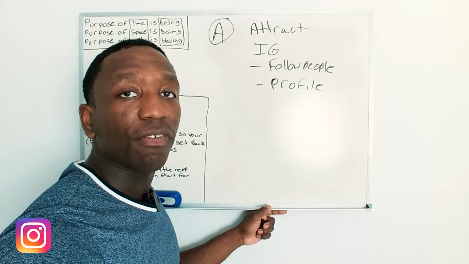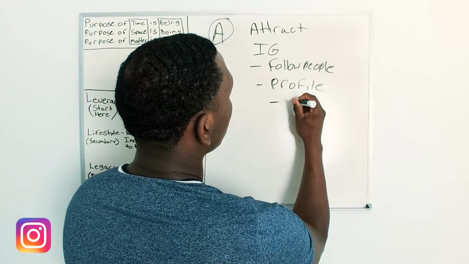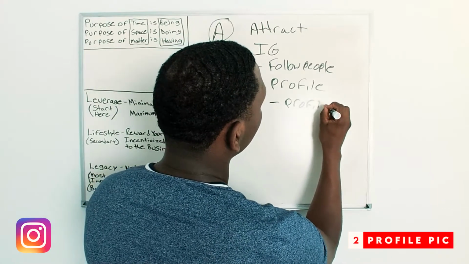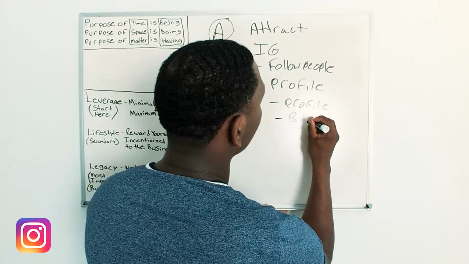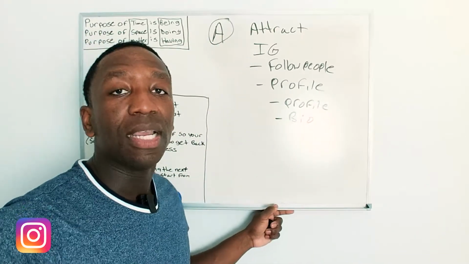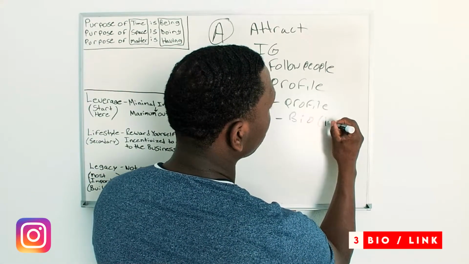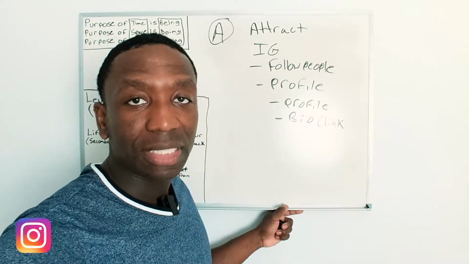Now within the profile, what are the things that they're going to be focused on? So let's go ahead and put a dash here. The first thing they're going to see is, of course, your profile pic, right? And then the next thing they're going to see is your bio. Because on Instagram, the bio is a very, very important space, right? Now, in that bio, I'm going to go ahead and put a link right here, because you can also put a link to whatever it is that you have, right?